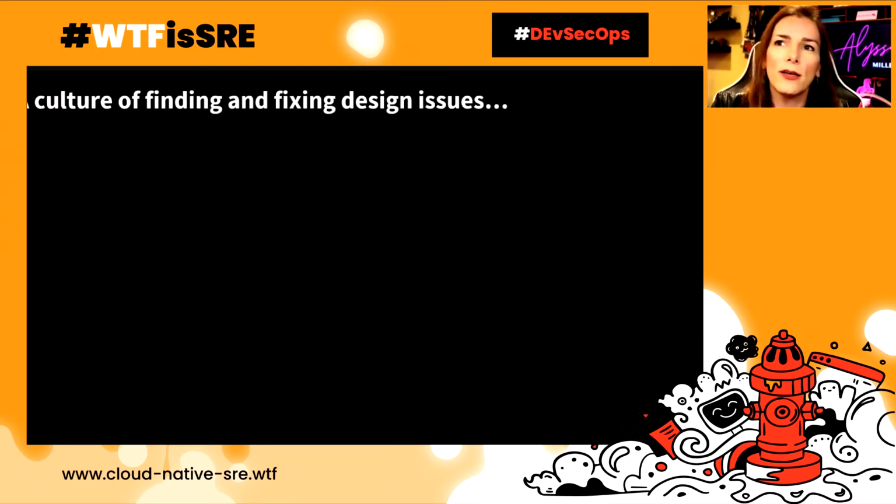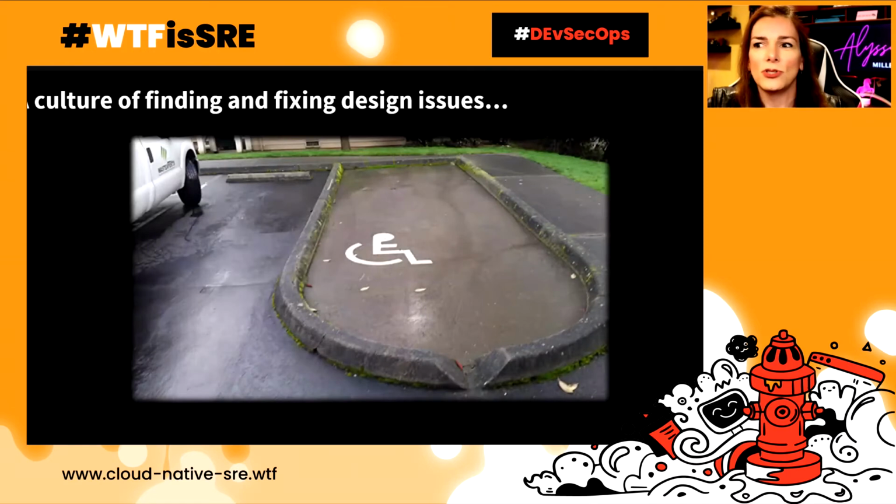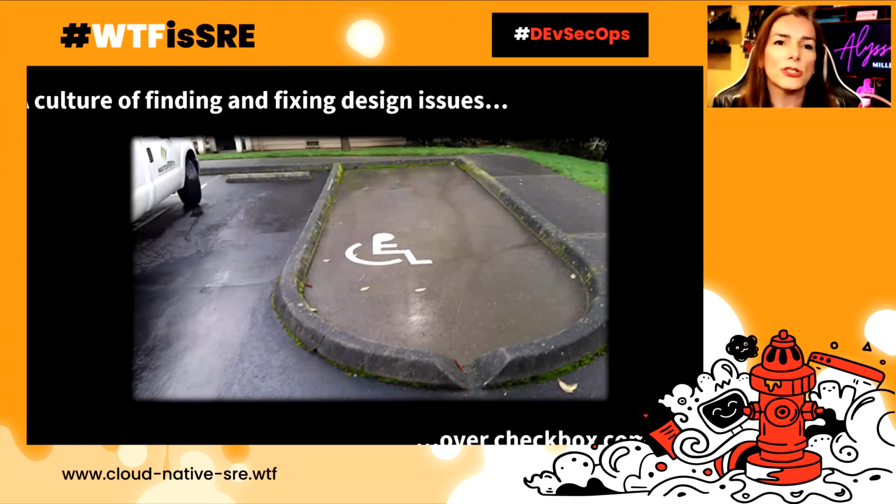Let's start with the first one: a culture of finding and fixing design issues over checkbox compliance. I love this picture because it's a perfect illustration of checkbox compliance, right? We know we have to have a parking space labeled for those who have some form of special accommodations need. Well, my problem is, sure, you marked a spot, and then who the heck can park there?